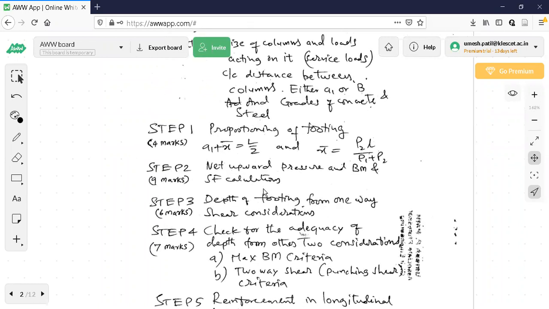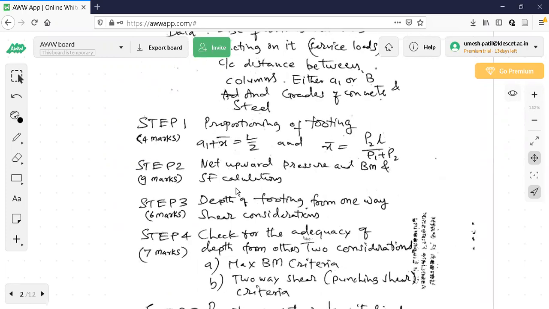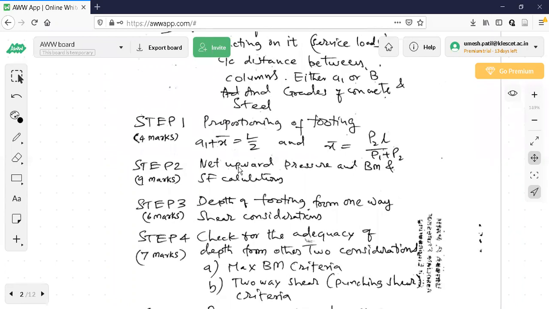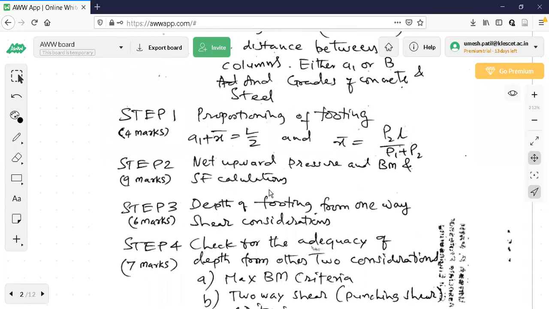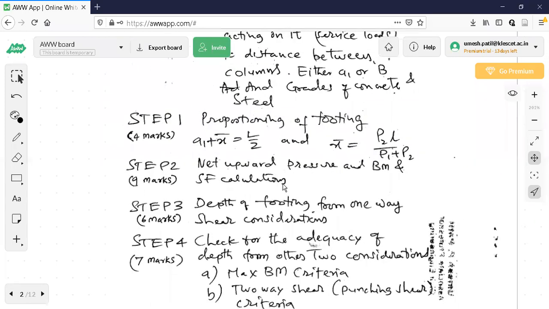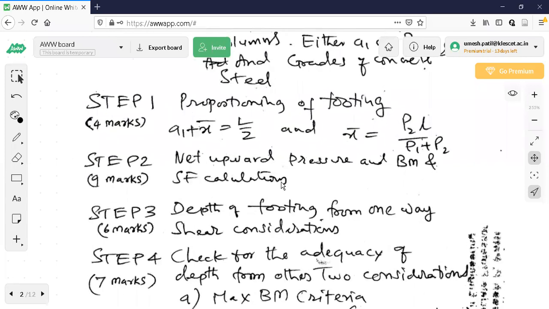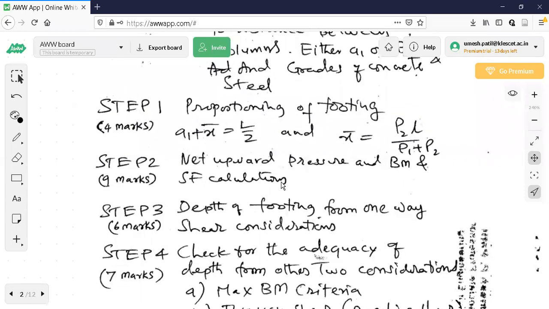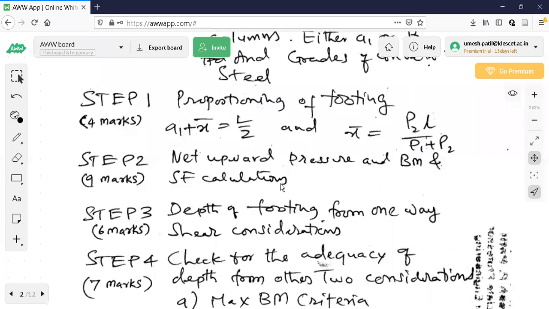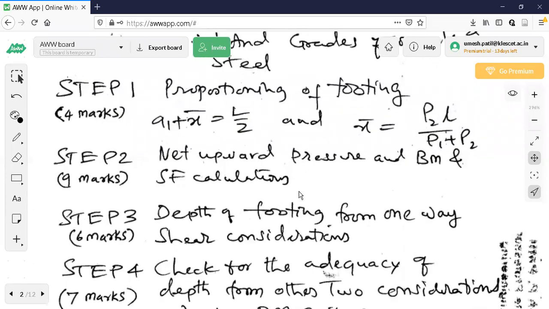Now step number 1 is proportioning of footing. The centroid of column loads must coincide with the centroid of the footing. That is the condition for step number 1. E1 plus x bar is equal to L by 2, where x bar is P2 L by (P1 plus P2). As I told you, it is Varignon's theorem. So get x bar, substitute here, and find the value of L. Similarly, you can find the width also. Load divided by SBC gives the area. In that area, L is already fixed, so you can get the value of B.